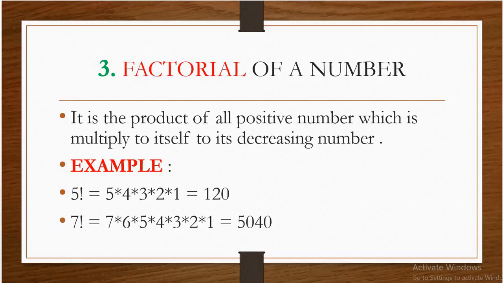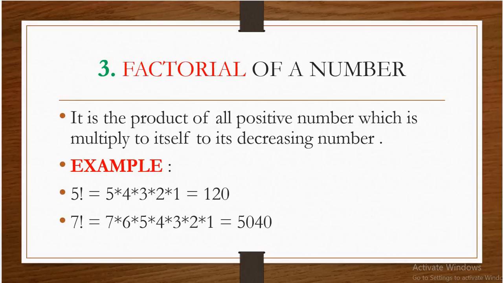For example, we have one value that is 5, and how we can count its factorial? Decreasing order, value decreasing one by one. First 5 multiply by 4 multiply by 3 multiply by 2 multiply by 1, and the result is 120. Like this we can count the factorial of 7.